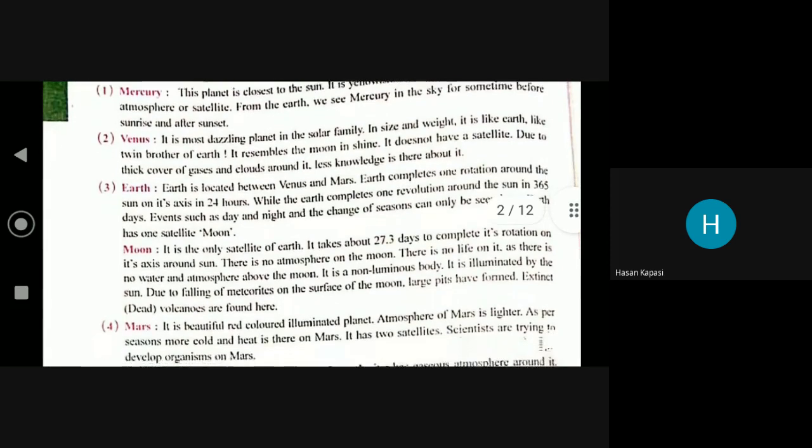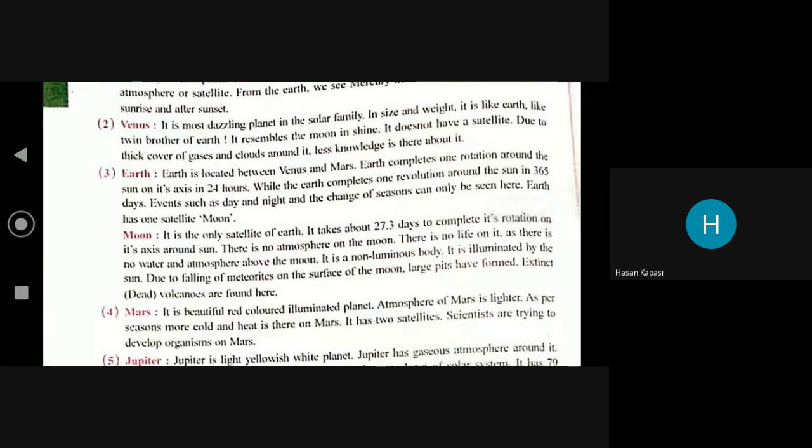Second, Venus. It is the most dazzling planet in the solar family. In size and weight, it is like Earth, like a twin brother of Earth. It resembles the moon in phases. It does not have a satellite due to the thick cover of gases and clouds around it. Less knowledge is there about it.